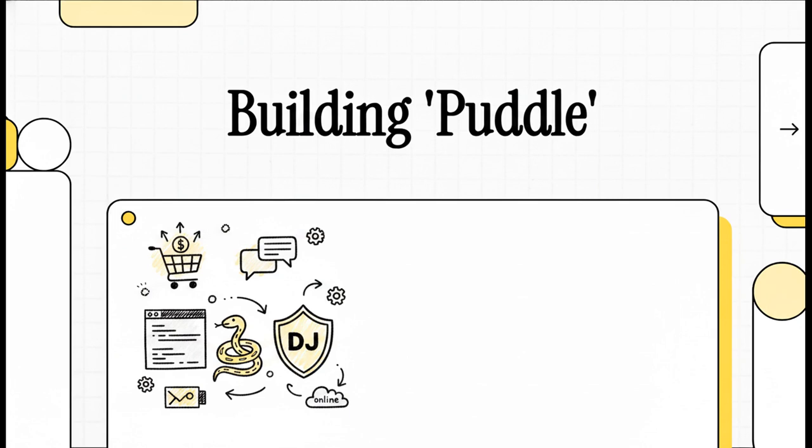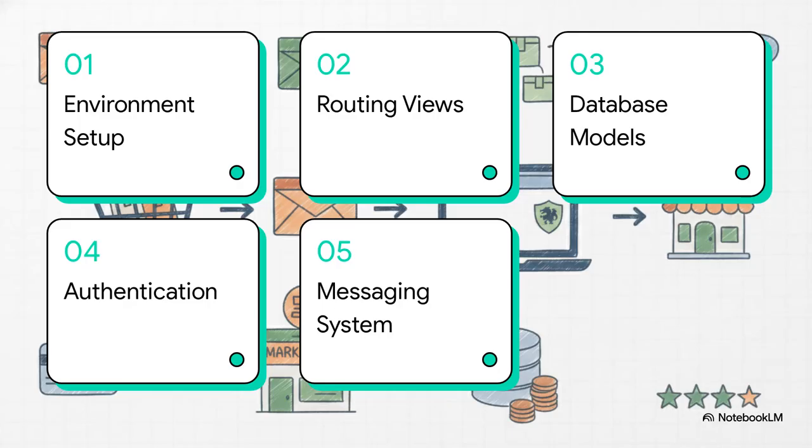Honestly, it's the absolute perfect project to help you understand how complex web applications are actually put together behind the scenes. Because building a web app like this is exactly like building a house. So let's take a look at the blueprint. Here is our agenda for the build. First up, the Django environment setup. 2, routing views and templates. 3, structuring database models. 4, authentication and dashboards. And finally, number 5, building the messaging system.